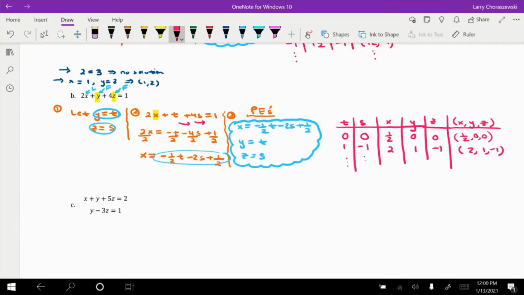And you can continue picking different combinations of t and s, and depending on what values you choose for t and s, you're going to get a new solution for the system.